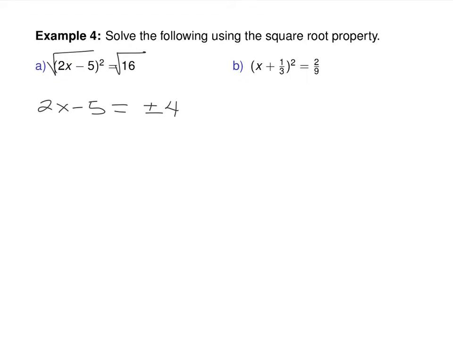So the only thing to really remember when you square root something is don't forget the plus minus sign. That's the thing that gets forgotten most often. At this step, that is sort of two equations written as one. We have one equation that we could solve, 2x minus 5 equals positive 4, and the other equation is 2x minus 5 equals negative 4.